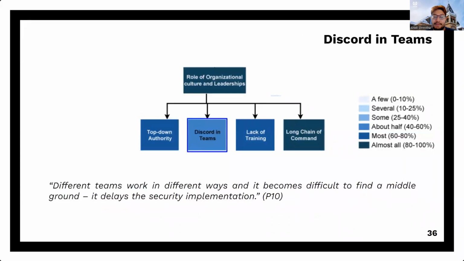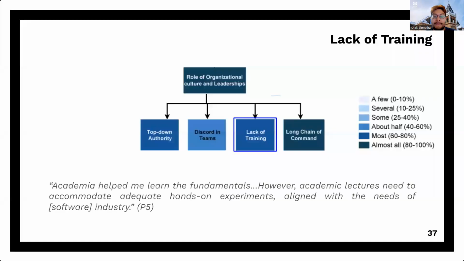Different teams that collaborate together on the projects work in different ways, and it becomes difficult to find the middle ground, which delays security implementations. Most participants report lack of training through academia, where they admit that academia helped them with fundamentals, but still, academia needs to accommodate enough hands-on experiments and experiences that align with security. Some participants also mentioned receiving no training at all in their organizations related to security.